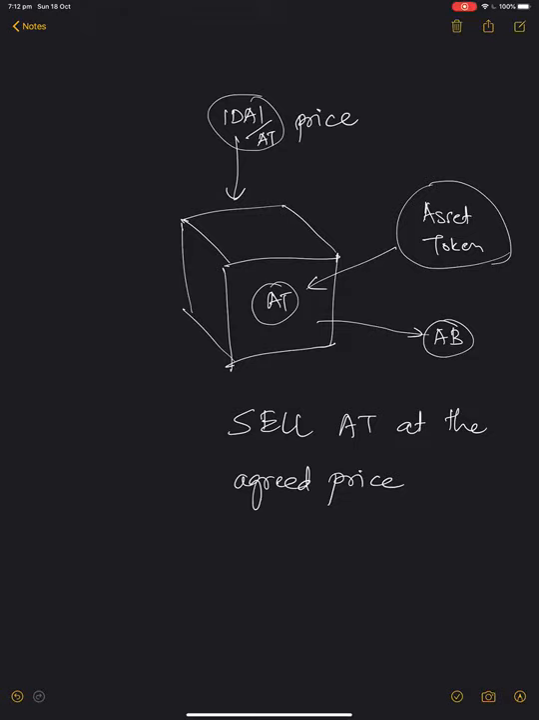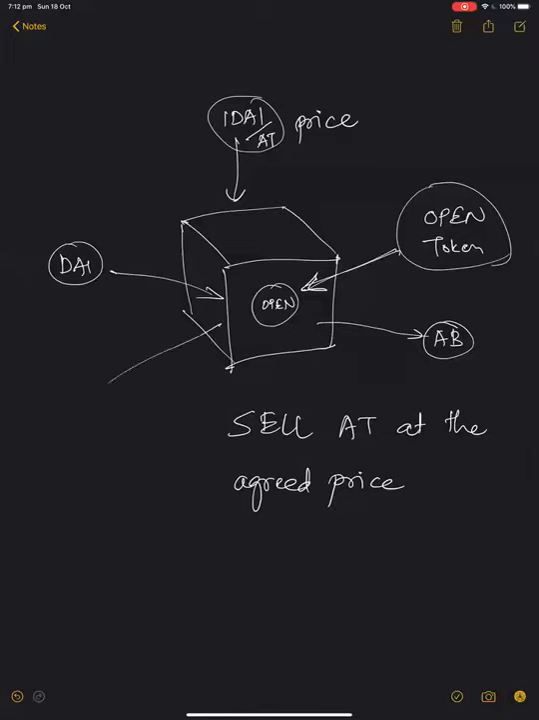So let's say this was a CashBox for an open token. You can put in your open tokens over here, and say, okay, I'm willing to sell the open tokens at a certain price, and anybody who wants to buy them, they can approach the CashBox. So that when somebody comes who wants to buy the open tokens or the asset tokens at a certain price, they can simply put their DAI in the CashBox and they get the open tokens out.